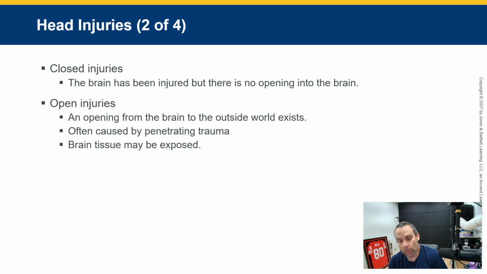Okay. But in an open head injury, it's the complete opposite. That means the skin, the skull, and potentially the protective coverings have been breached somehow. Now, these injuries are often caused by penetrating trauma, and then the brain tissue can actually be exposed. And we'll talk about how to treat it later. But the terms open and closed just describe the structure of the injury rather than its severity. A closed injury can still be life threatening, while an open injury just adds concerns along the line of contamination and infection.